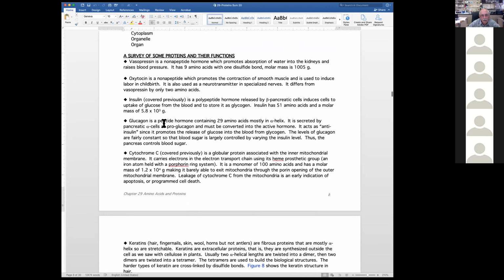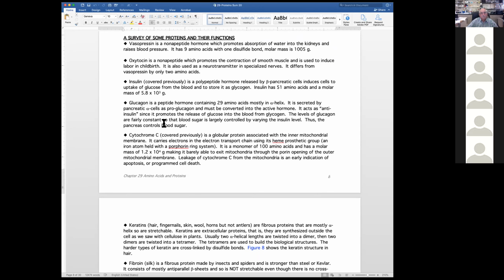So what we're going to do now is just look at some proteins and look at some of their functions. It's kind of like a survey. So vasopressin is a nonapeptide. What does that mean? Nona is 9, so there's 9 amino acids in there. Has 1 disulfide bond. Its molar mass is about 1,000. And what does it do? It's a hormone that promotes the absorption of water into the kidneys and raises blood pressure. Okay.